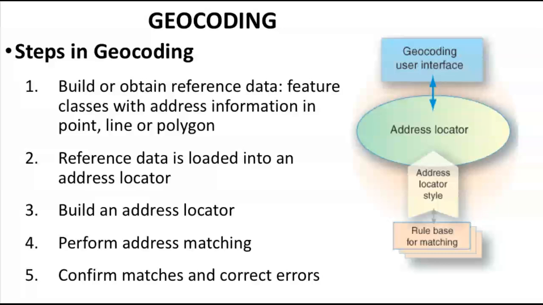Okay, these are the steps for geocoding. First, you need to build or obtain reference data that has address information in point, line, or polygon geometry. Then you reference the data into an address locator and you build your address locator from that with the specific parameters that you choose. And then you perform an address matching, and then you confirm and correct errors. These are the steps that you are going to follow in lab 4 of this week, and you will take some time at the end to correct and match errors as well.